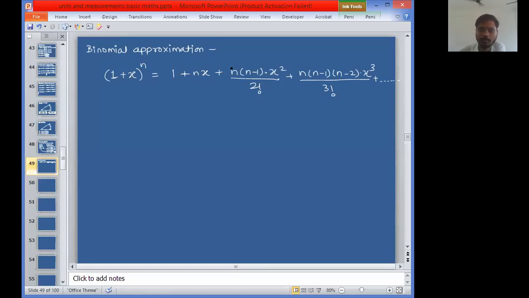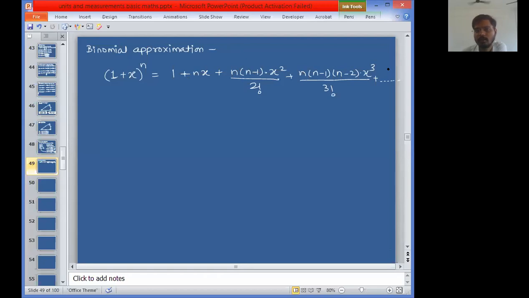First of all, try to identify the pattern. 1 plus n times x. This index and this value multiplication. 1 plus n times x plus this. Initially there was only n. Now here we have n into n minus 1. Here we have n into n minus 1 into n minus 2. Here initially we had n. Here we had n into n minus 1. So here there is n, here there is n into n minus 1, and here there will be n into n minus 1 into n minus 2.